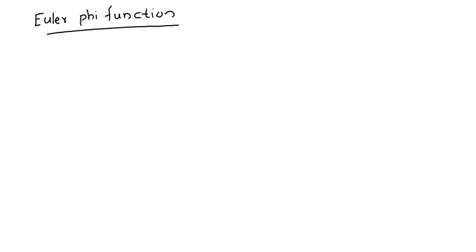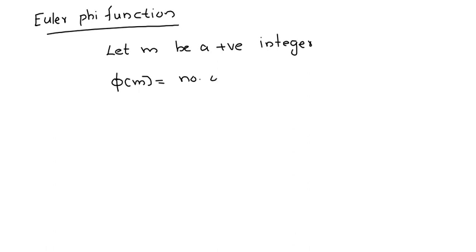Euler phi function. Let m be a positive integer. The Euler phi function of m is denoted by phi of m, and phi of m is the number of positive integers less than or equal to m and relatively prime to m. That is the Euler phi function.